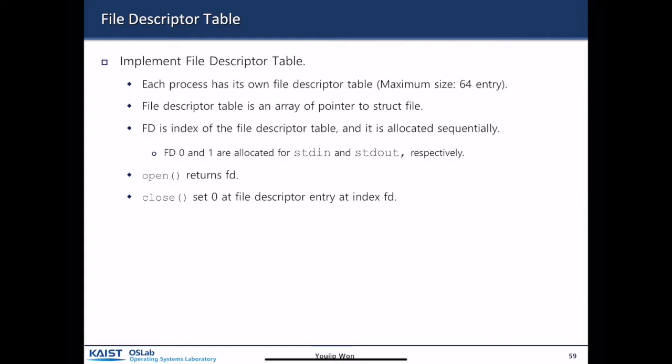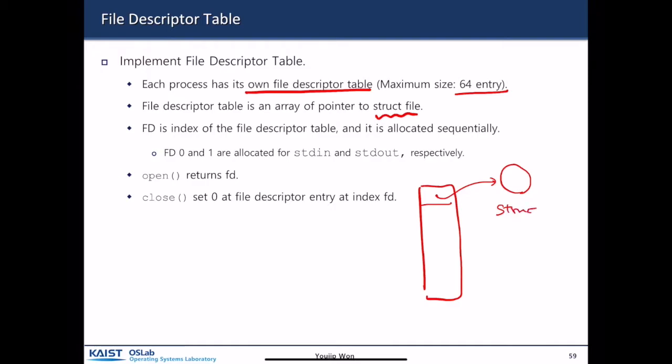Each process has its own file descriptor table. We're going to define a maximum size of 64 entries. The file descriptor table is an array of pointers to struct file. So there are going to be 64 entries, and each entry points to an object called struct file. This is 0 and this is 63. And FD, the file descriptor, is an index of the file descriptor table, and it is allocated sequentially from 0 to n. File descriptor 0 and 1 are allocated for standard input and standard output respectively.